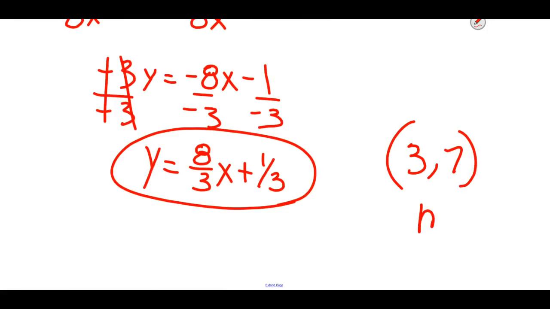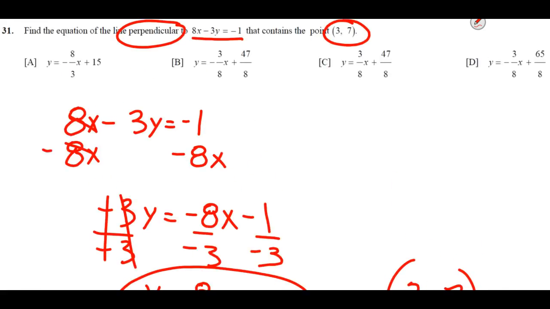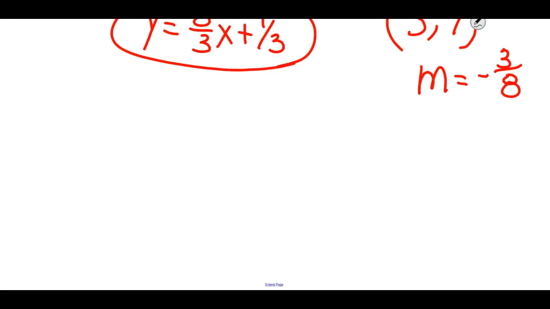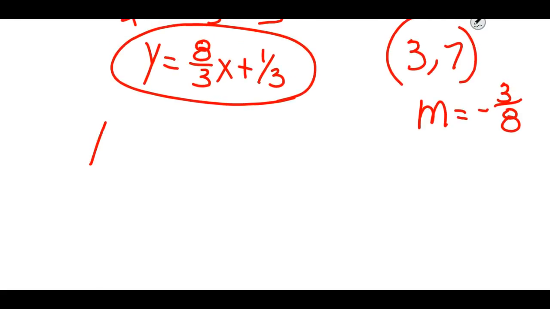Now my slope, because it's perpendicular, is the negative reciprocal of this. So I'm going to have a negative 3/8. They want the equation in y equals mx plus b form. Again, that helps because it saves some time. So let's start it off here. We're going to start with y equals mx plus b.